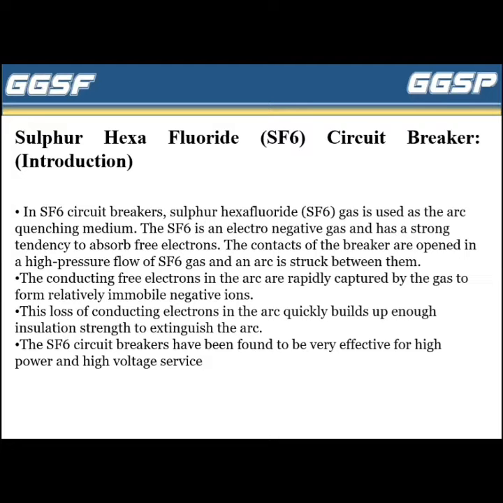The contacts of the breaker are opened in a high pressure flow of SF6 gas and an arc is struck between them. The conducting free electrons in the arc are rapidly captured by the gas to form relatively immobile negative ions. This loss of conducting electrons in the arc quickly builds up enough insulation strength to extinguish the arc. The SF6 circuit breakers have been found to be very effective for high power and high voltage service.